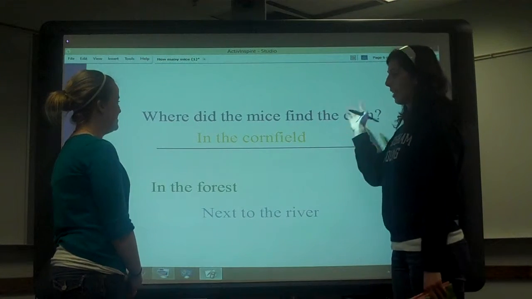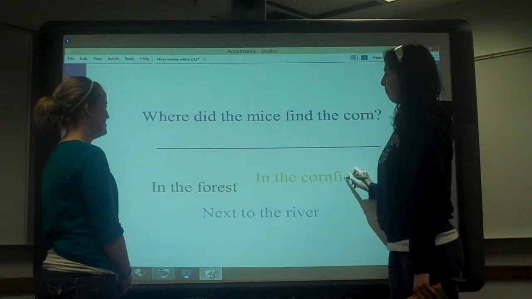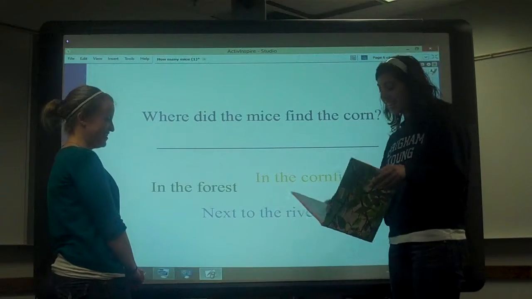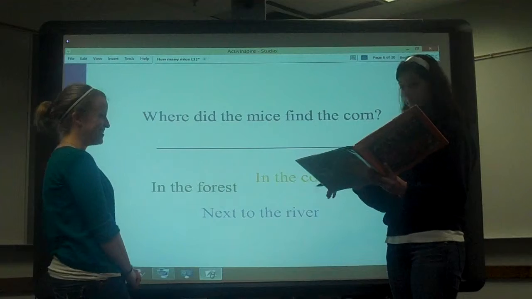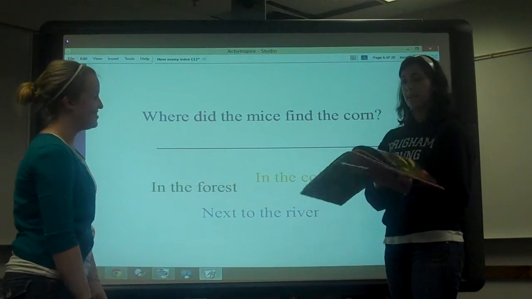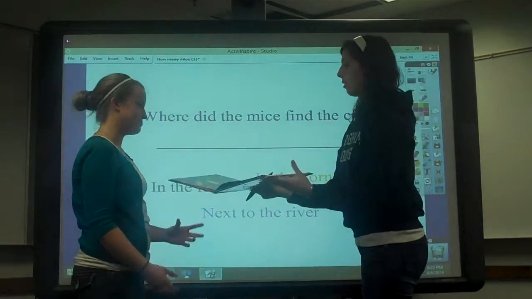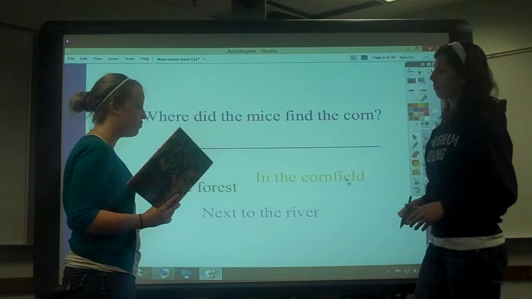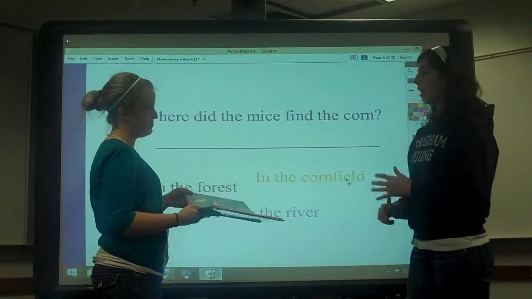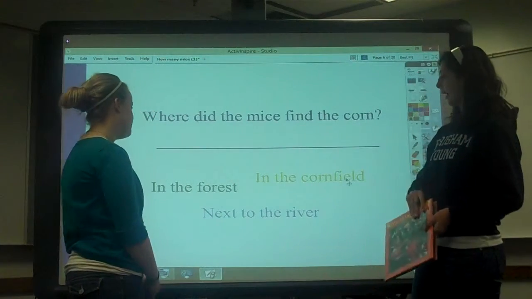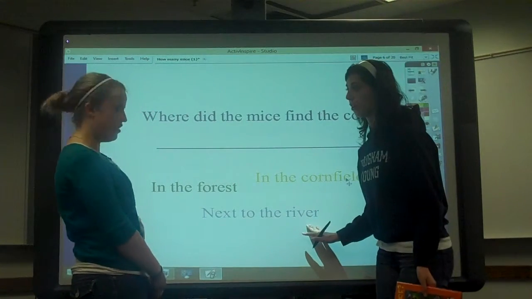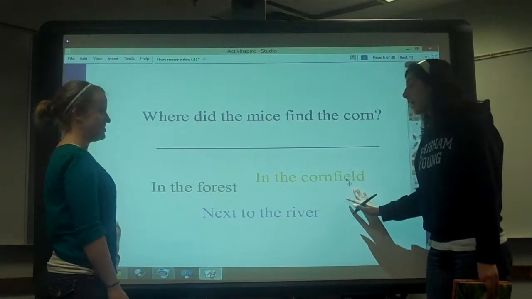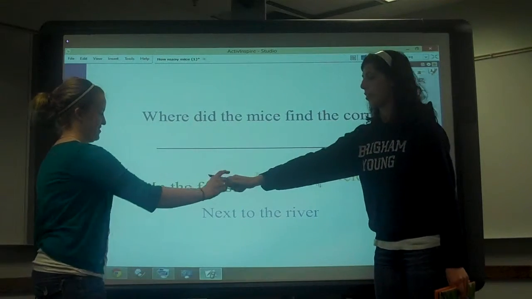Okay. What's our next question? Where did the mice find the corn? We'll pretend we didn't see that. Okay, here we go. Next, the mice searched the cornfield. They discovered 4 ears of corn lying on the ground. Okay. Did they find it next to the river? No. Did they find it in the forest? No. Did they find it in the cornfield? Yes. Here, you can drag it.